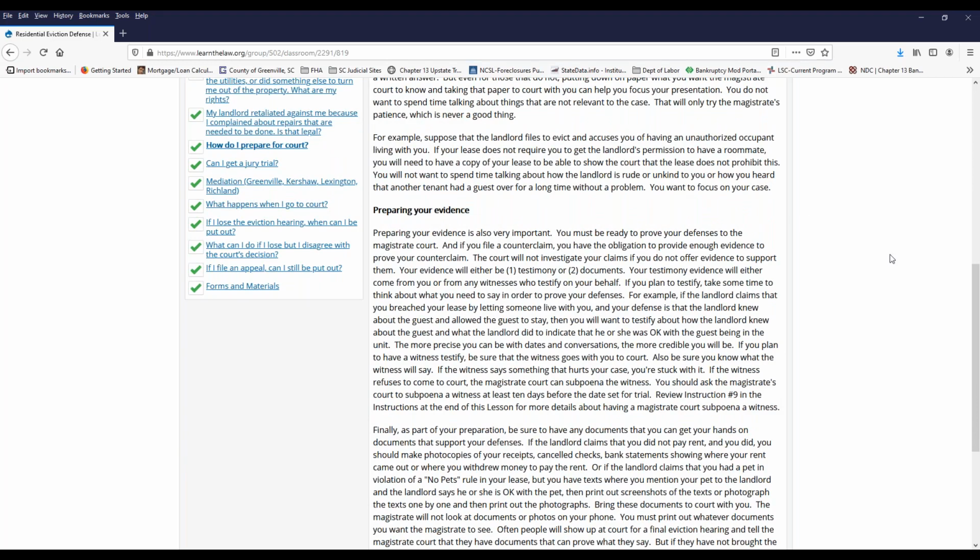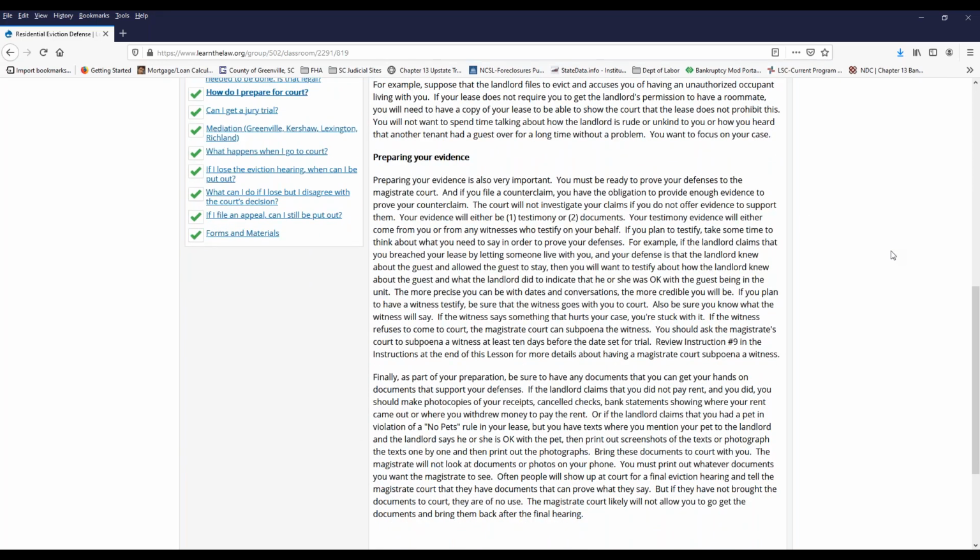Preparing your evidence is also very important. Not only must you know what you want to argue, but you have to have the evidence to prove it. You must be able to produce testimony or documents that will support your claims. Testimony can come from you, or it can come from any witness on your behalf. If you plan to testify, take time to think about what you want to say in order to prove your defense.